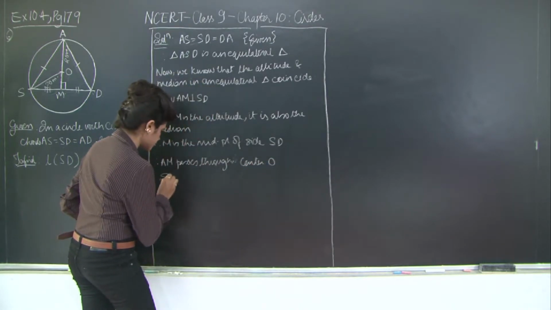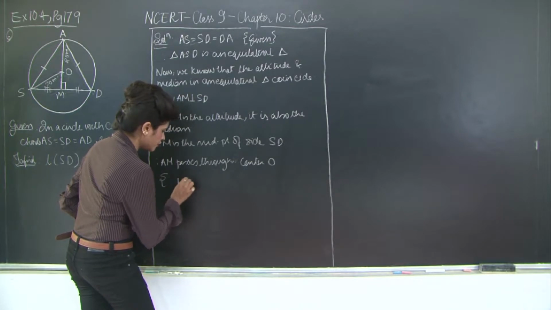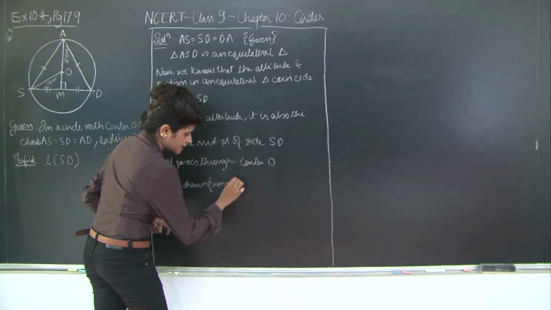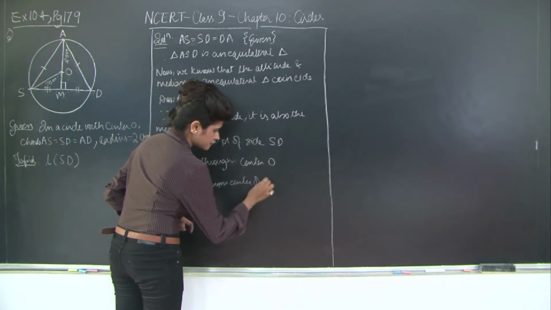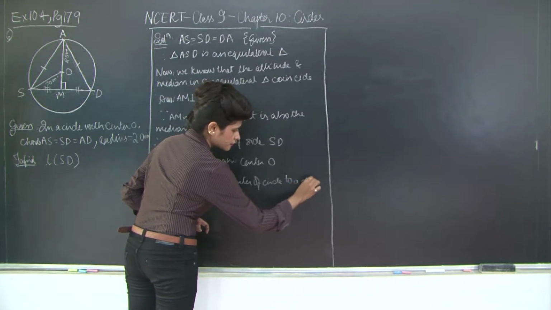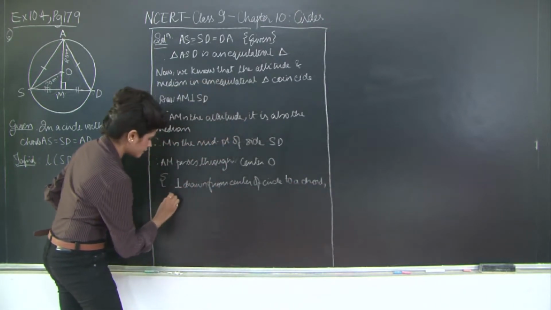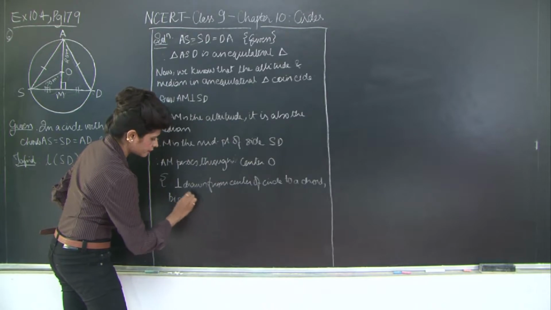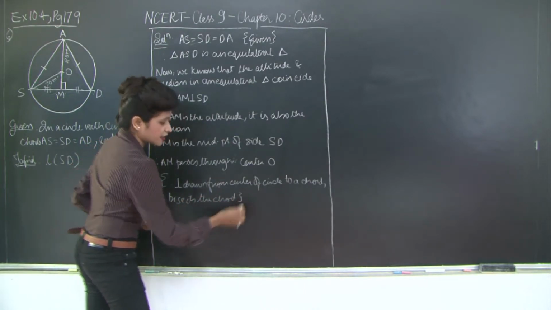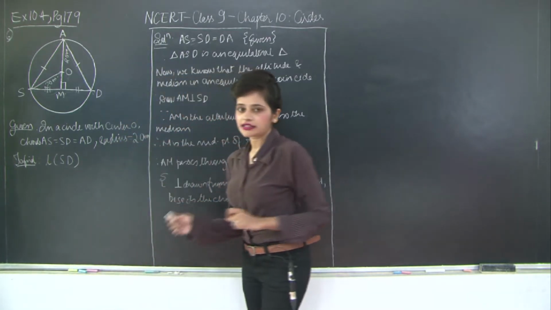Since perpendicular drawn from center of circle to a chord bisects the chord. So we are clear until so far.